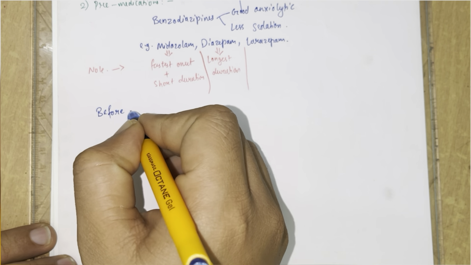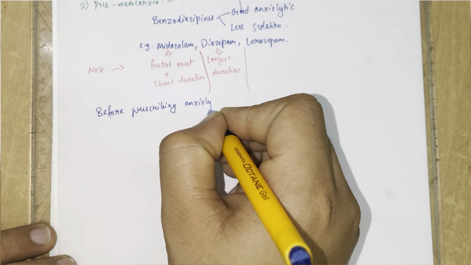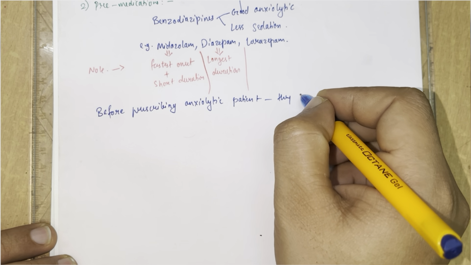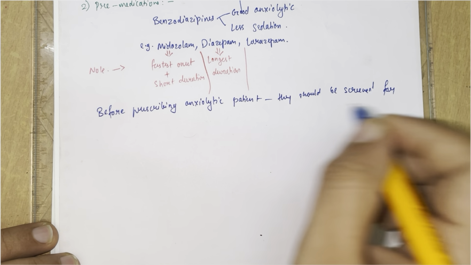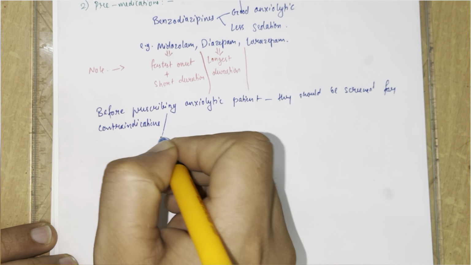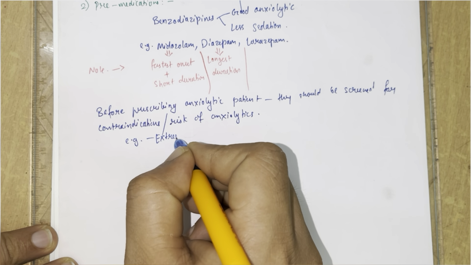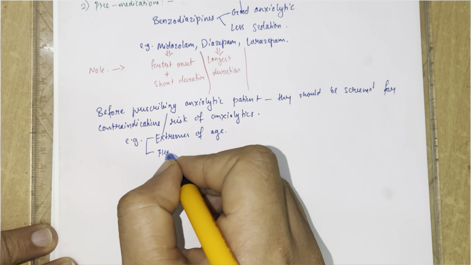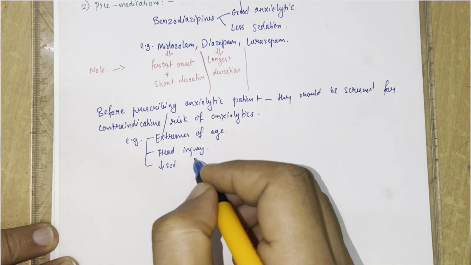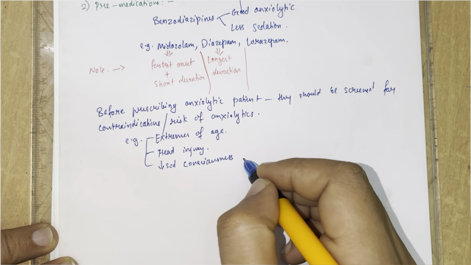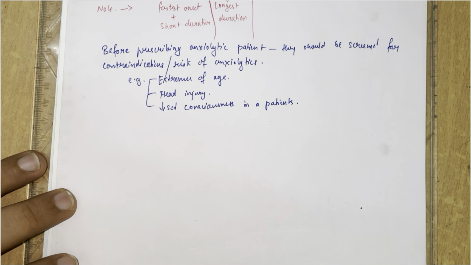Now, before prescribing an anxiolytic drug to a patient, we have to screen for any contraindication or risk of anxiolytic properties. Examples of patients to be screened are extremes of age, any head injury, and decreased consciousness, in whom we should be careful if we give anxiolytic drugs.